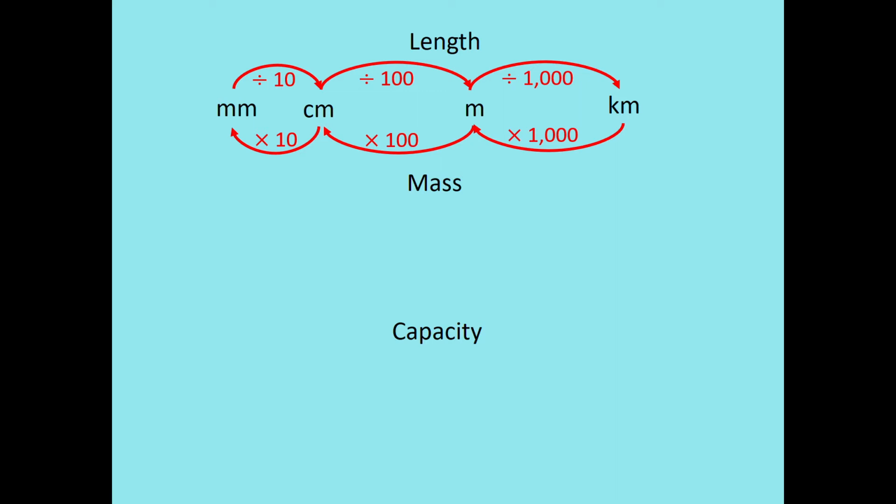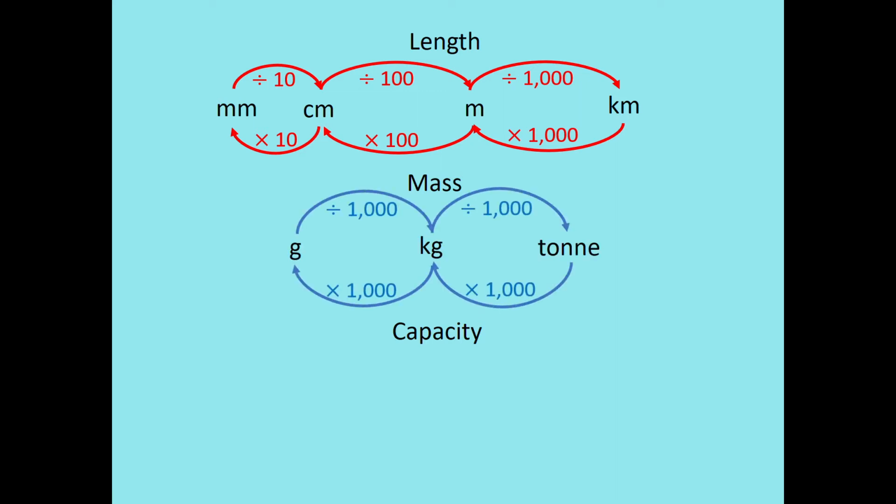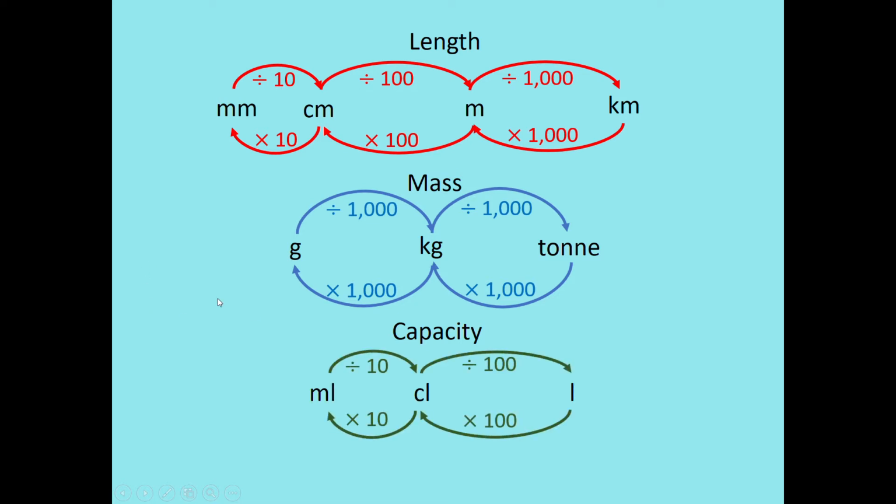So mass, starting with smallest, grams to kilograms to ton. 1,000 grams in a kilogram and 1,000 kilograms in a ton. And capacity, well, there are 10 milliliters in a centiliter, and there are 100 centiliters in a litre. And if we were going to jump straight from milliliters to litres, that would be 1,000. So you can count the number of zeros to help us.